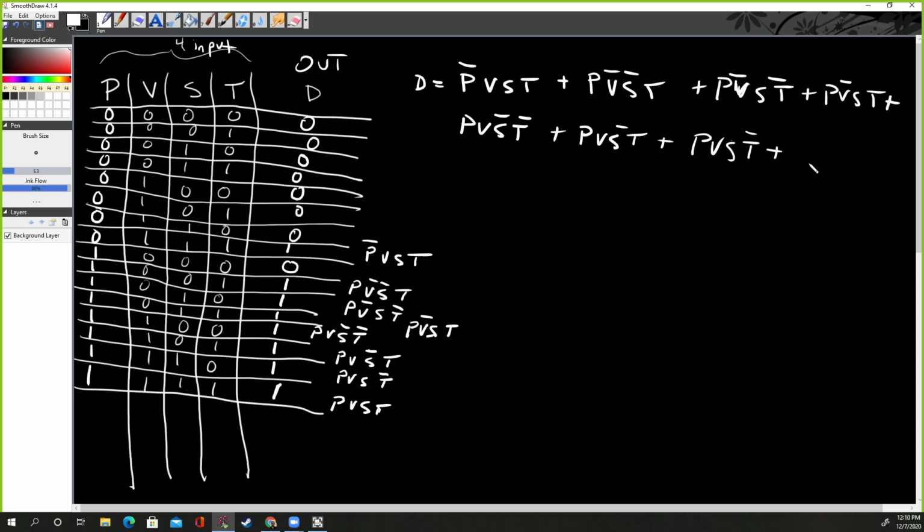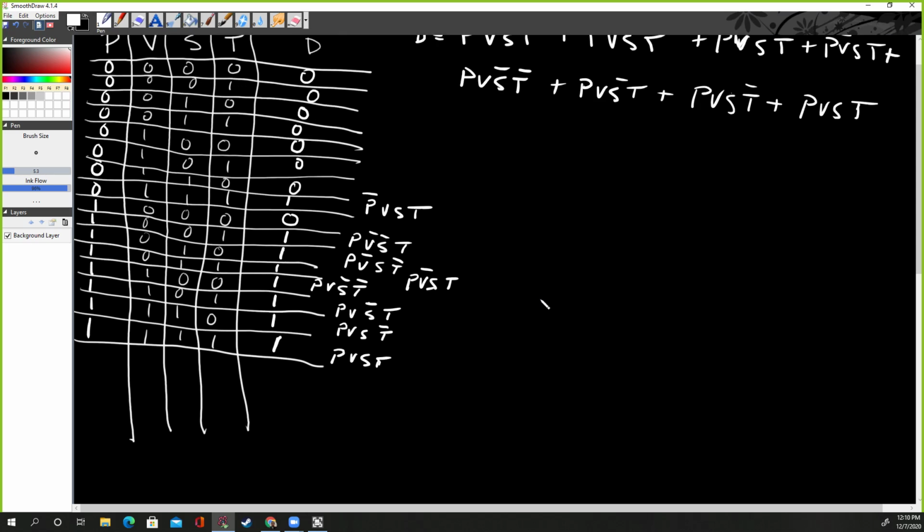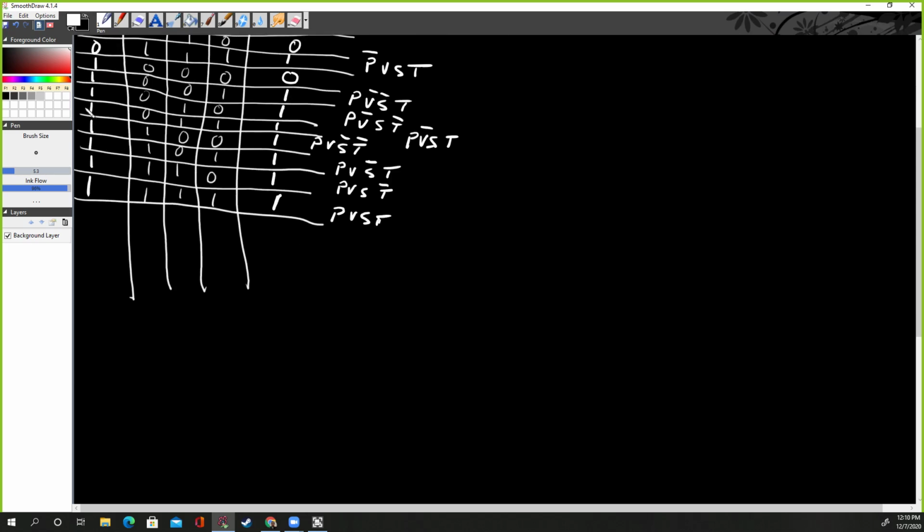or PVST. There we go. So if we were to write this down in its entirety, I should have just done it here, and I would need a smaller brush probably. I should have done it right here.